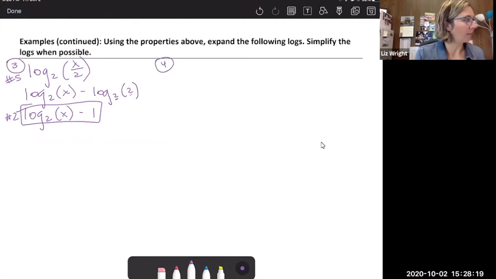Let's try another one. We're going to have log base 3 of 81 over a. Log base 3 of 81 over a. So try that one. See what you get.